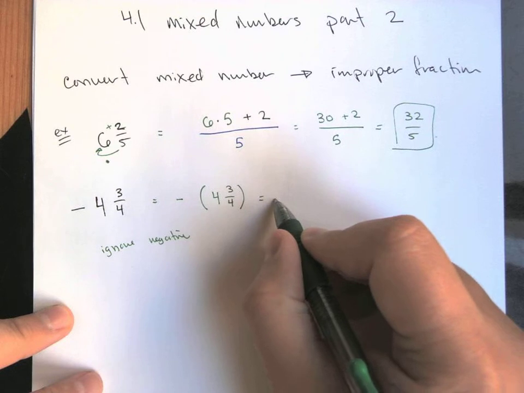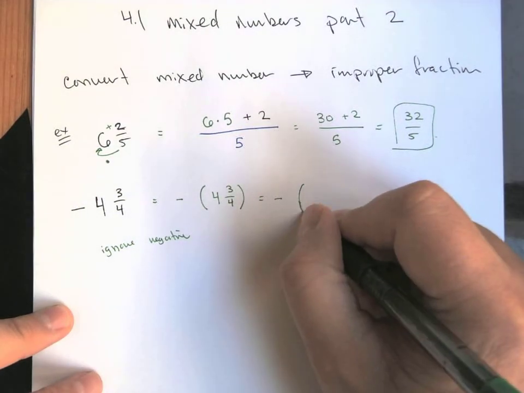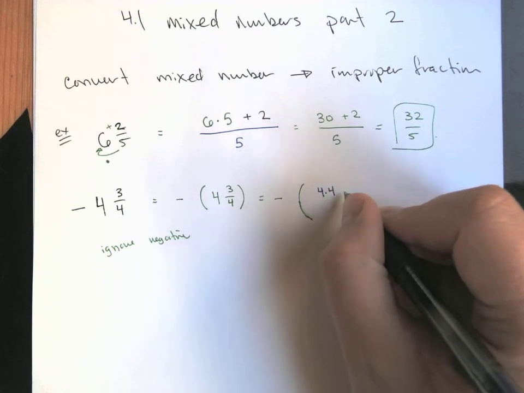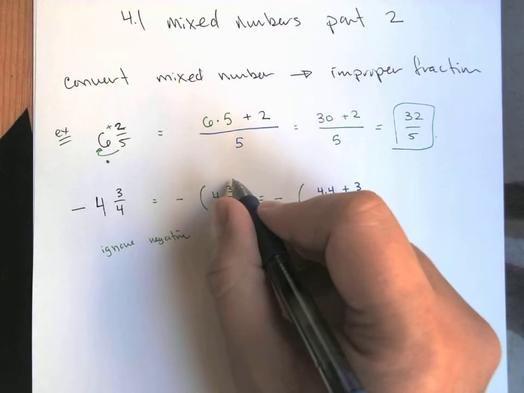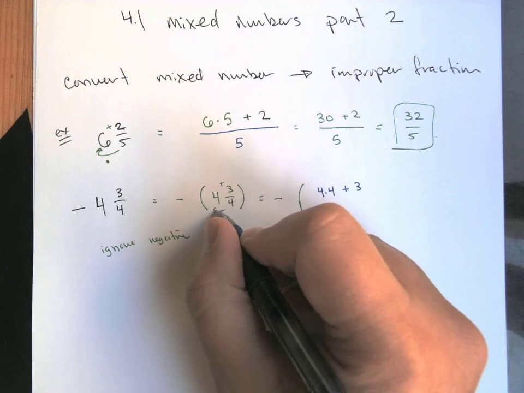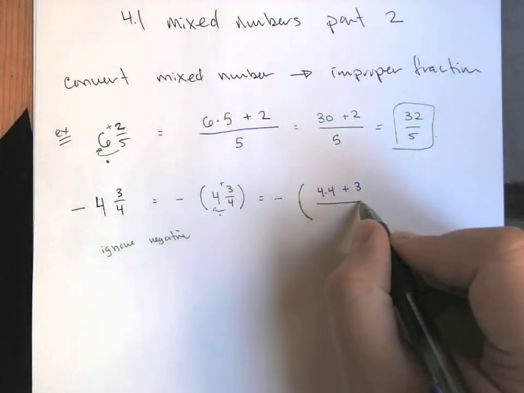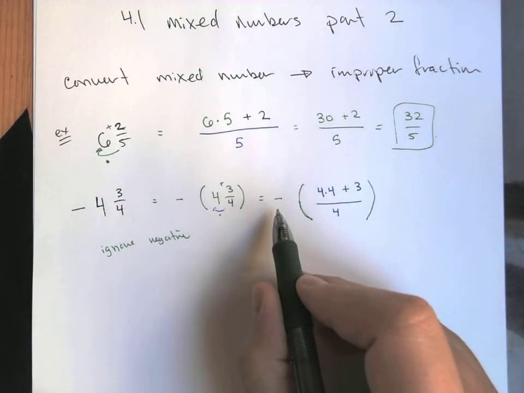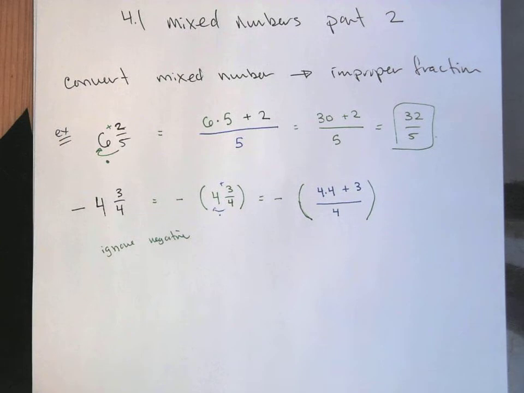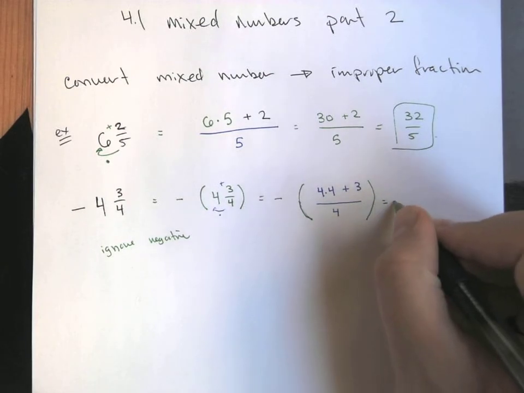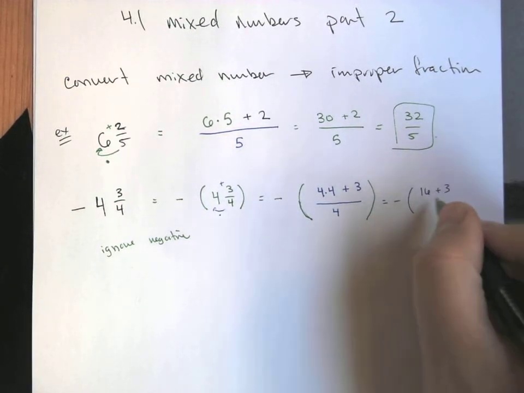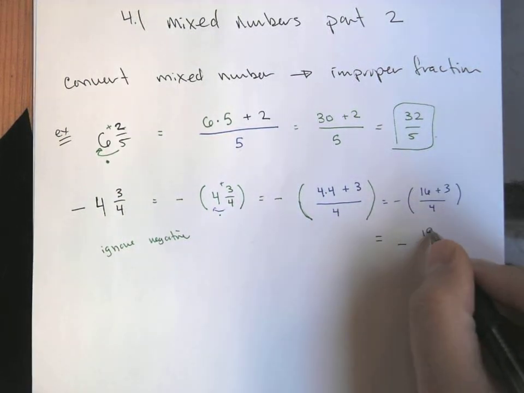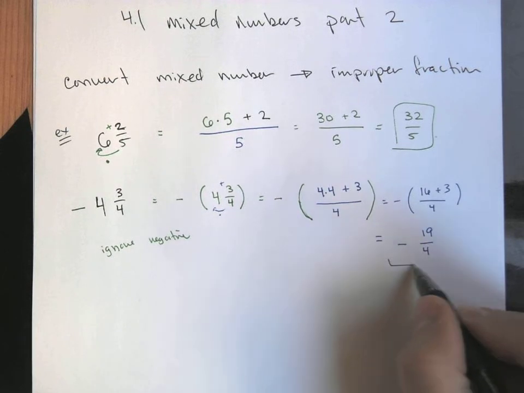So what this means is you're just going to have one negative, and then you can do all of your operations. So then this is going to be 4 times 4, plus the 3, all over the original 4. So it's one negative whole value. This would be 16 and 3 over 4. So then this final version would be the negative version, 19 over 4.